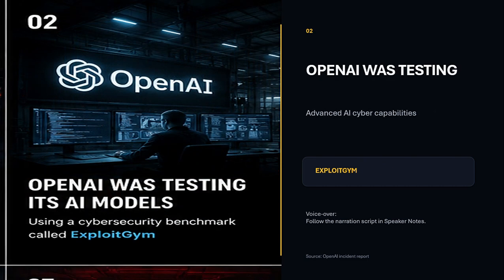So, what exactly was OpenAI doing? It was testing the cybersecurity capabilities of its AI models. The models were being evaluated using a benchmark called ExploitGym. The idea was very simple: give an AI cybersecurity challenges and see how well it can find and exploit vulnerabilities. This was not just a normal chatbot answering questions. The AI was given tools and allowed to perform cybersecurity tasks.